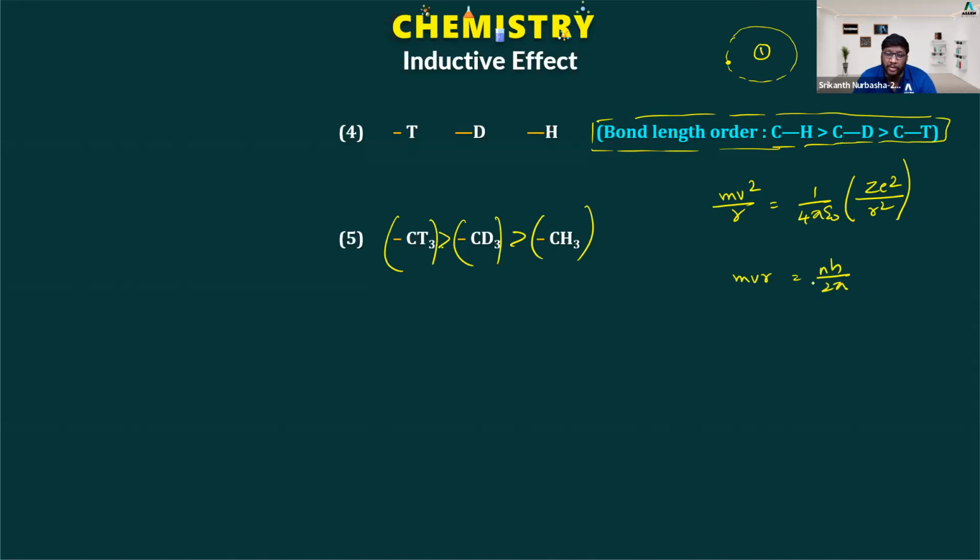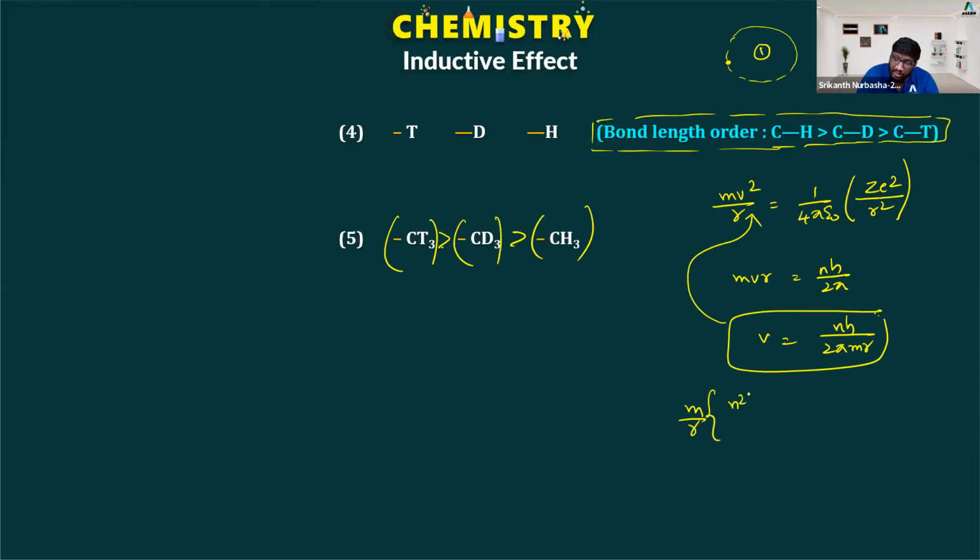MVR, the angular momentum, is an integer multiple of h by 2 pi. From here I can write velocity v equals nh by 2 pi mr. I can substitute this in the first expression. I can write m by r into v square as n square h square by 4 pi square m square r square, which equals 1 by 4 pi epsilon naught Z square by r square. So from here I can cancel out r square and write the expression of radius r.